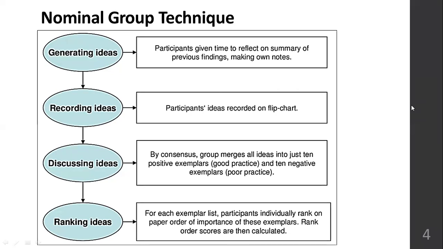Then ranking ideas, this is the ranking and voting phase. You will select 2 to 3 ideas that are best, and those are the final options that you have. From these final options, the participants are asked to vote for the best. Whatever they have voted the best, that solution will be taken up to be implemented. So this is the NGT technique.